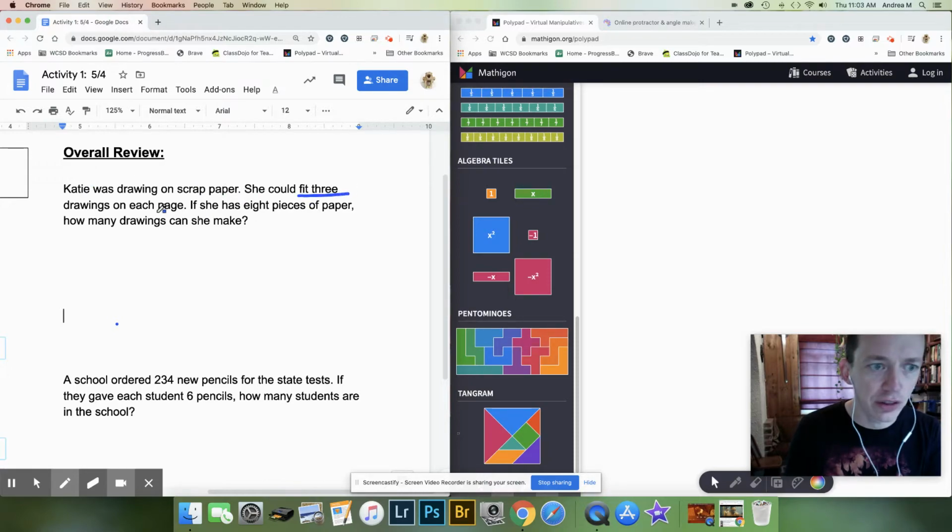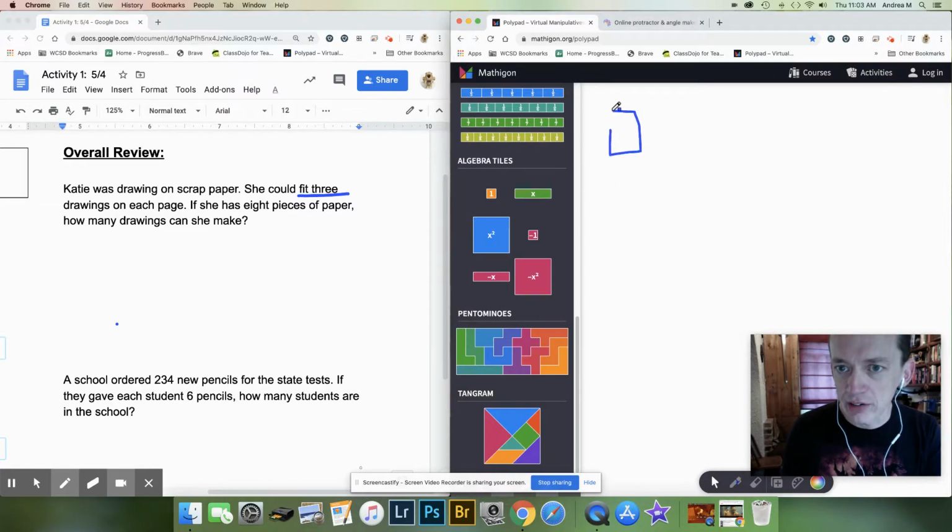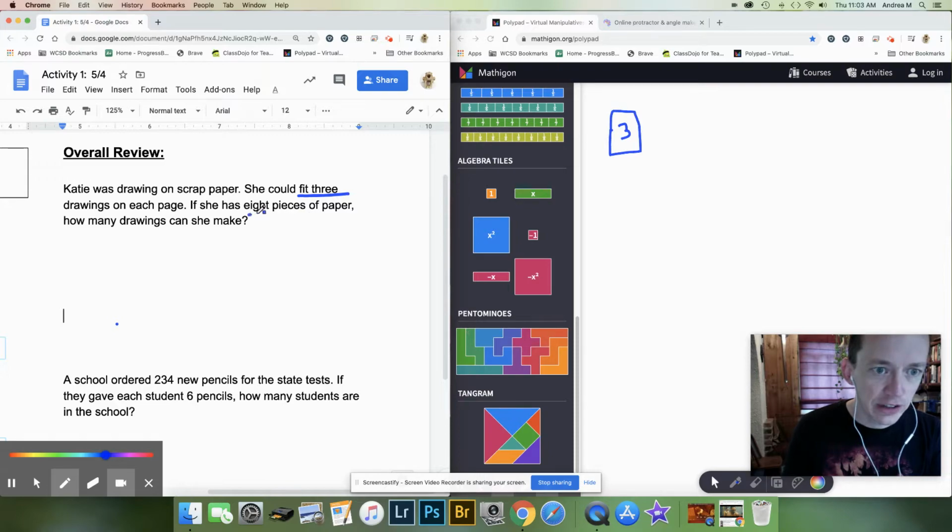Okay, she can fit 3 drawings on each page. So that's important. When we're taking a look at that, we can think, okay, if we have 1 page, she can put 3 drawings on there. All right, going on to the next part, she has 8 pieces of paper.